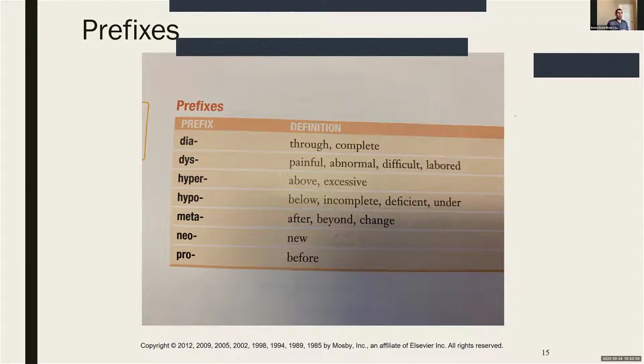Neo is also a word that we're going to use a lot, meaning new. So we could say a neonate or neonatal, meaning a newborn. Natal is born, so neonatal would be newborn. If we said prenatal, that would be before birth. Or postnatal would be after birth.